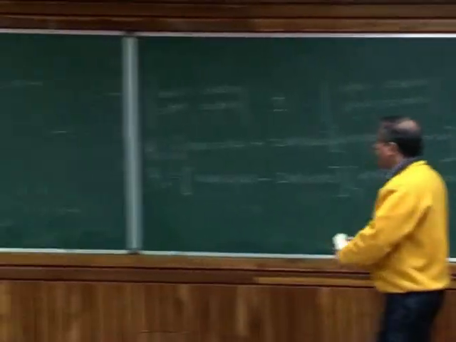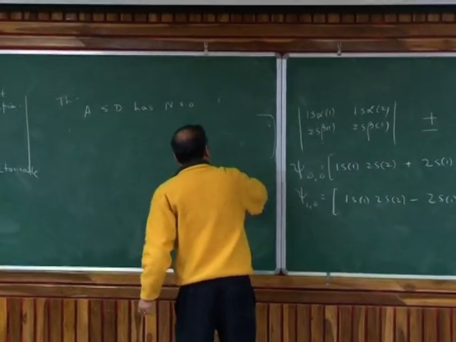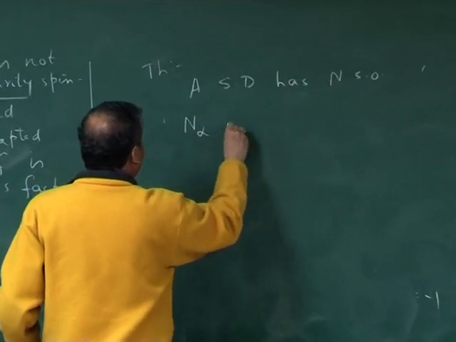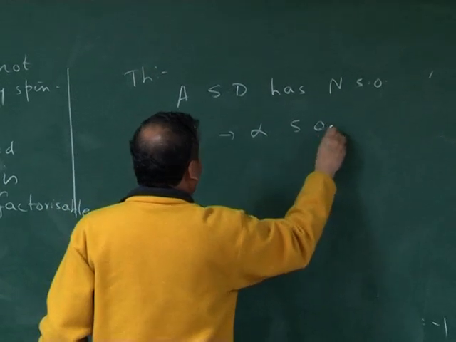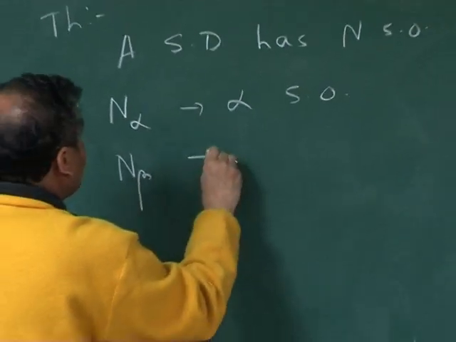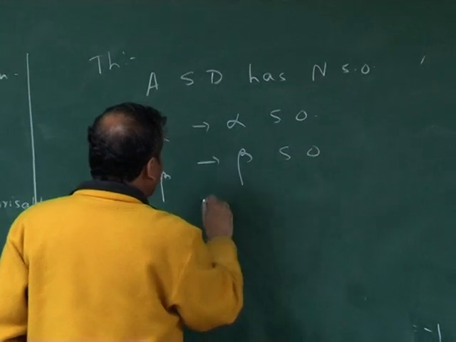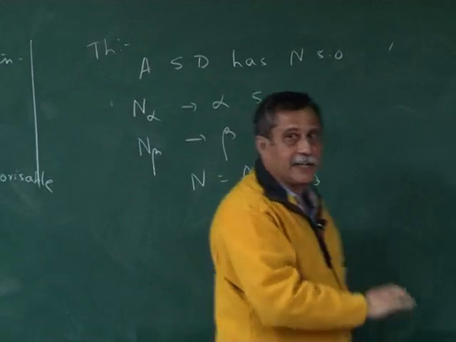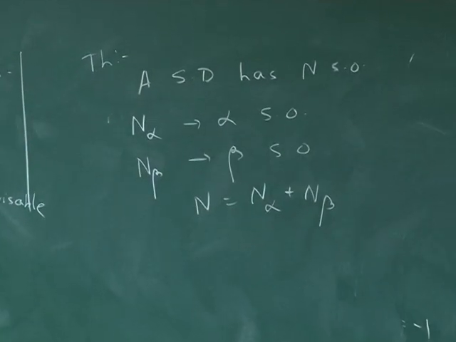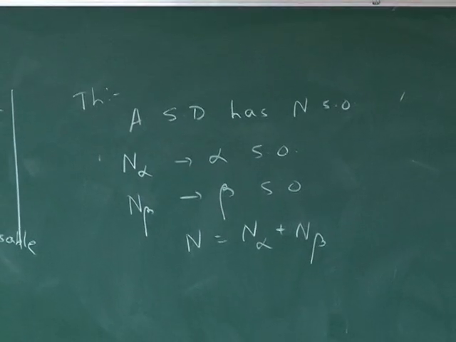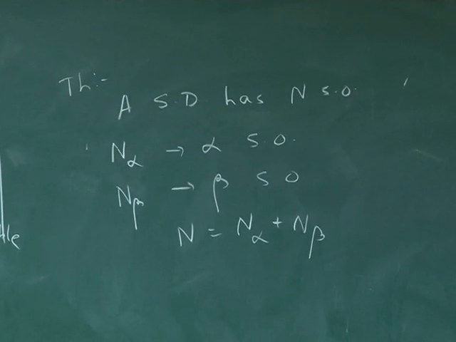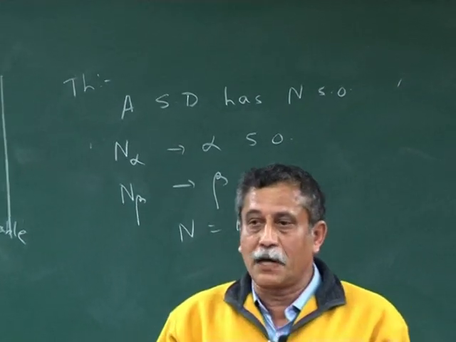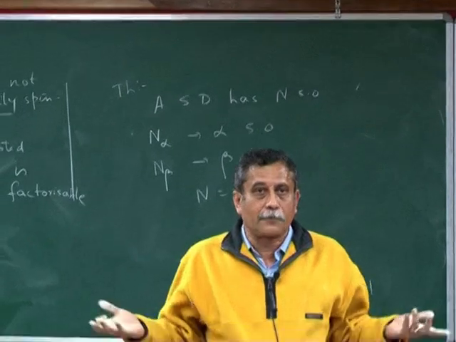So let's make a very general statement. We can come back to this as an example. Let us say that I have n alpha spin orbitals and n beta spin orbitals, such that n equals n alpha plus n beta. I hope it's clear. So the total number of spin orbitals is n, out of which n subscript alpha is the number of spin orbitals with alpha spin, n beta is the number of spin orbitals with the beta spin, and the total is of course equal to that.